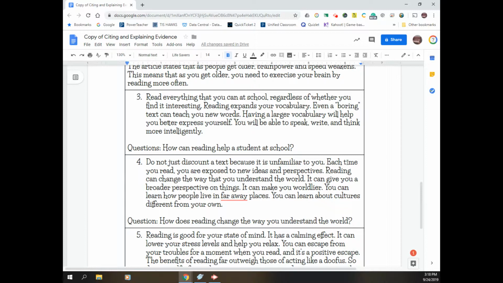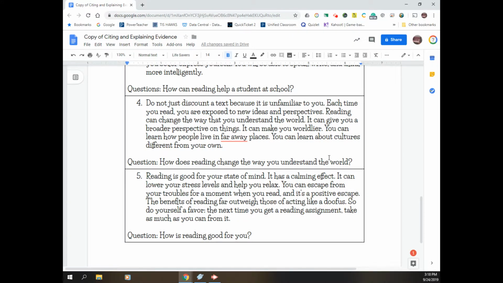So you take that question, find the answer, highlight it in the text, restate the question, use your sentence starter. The author says, in the text it says, and then use a sentence to explain. This means. Your last passage, number 5, says, reading is good for your state of mind. It has a calming effect. It can lower your stress levels and help you relax. You can escape from your troubles for a moment when you read, and it's a positive escape. The benefits of reading far outweigh those of acting like a doofus.